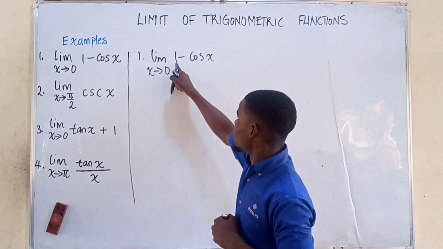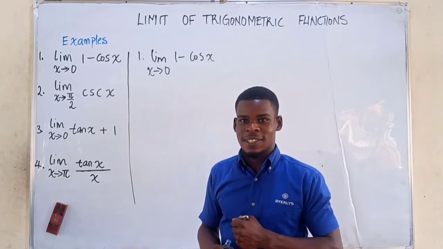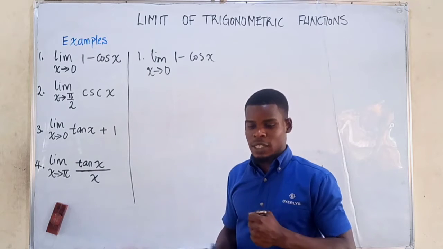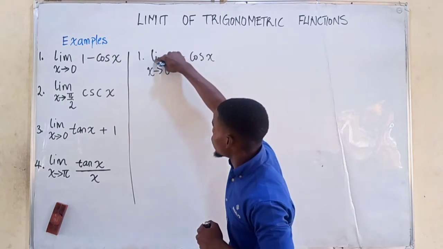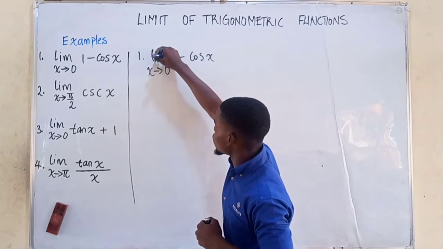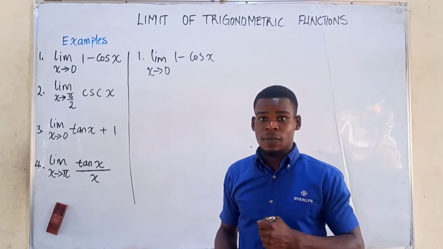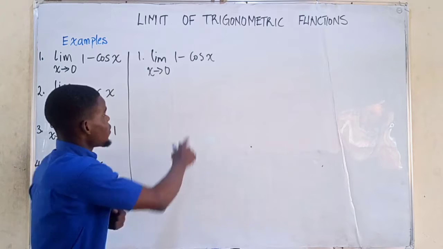Great. So this is 1, this is minus another function. So those are a difference of two functions. When we were talking about the rules of limit in the beginning of this topic, we were looking at the rules when we have the sum of two functions. The limit of the sum is going to be the sum of the limits. The limit of the difference of two functions is going to be the difference of the limits of those functions.